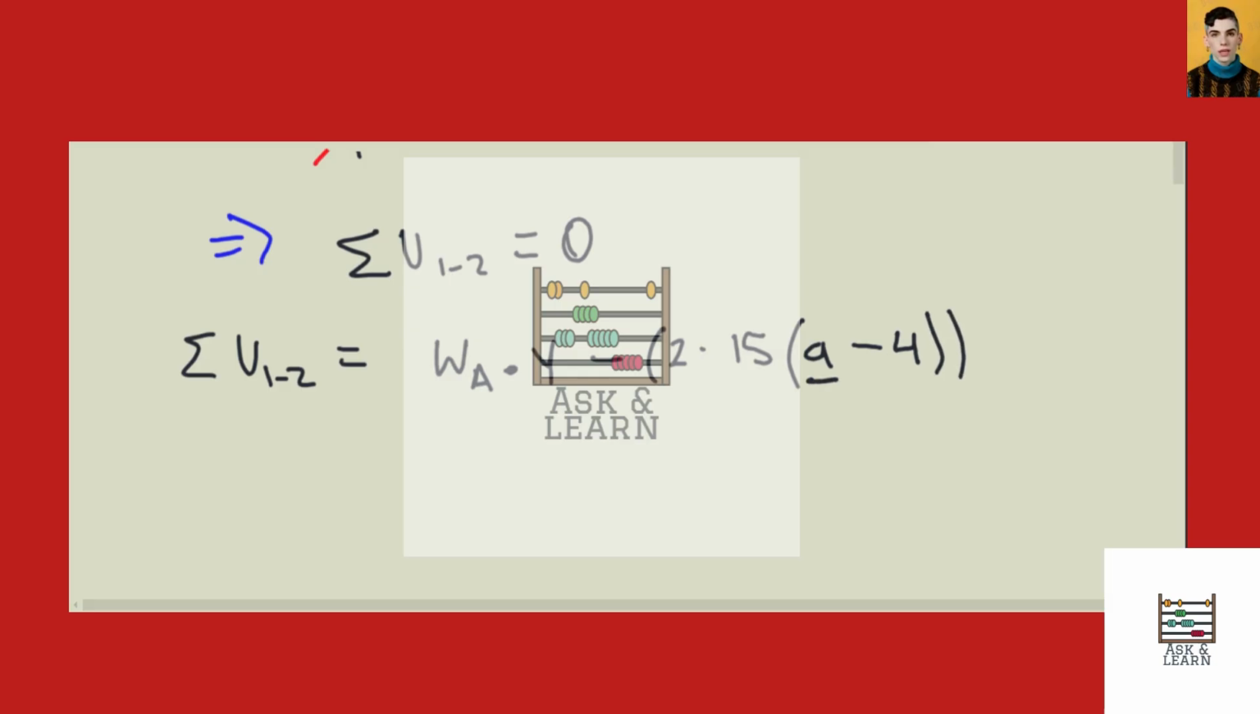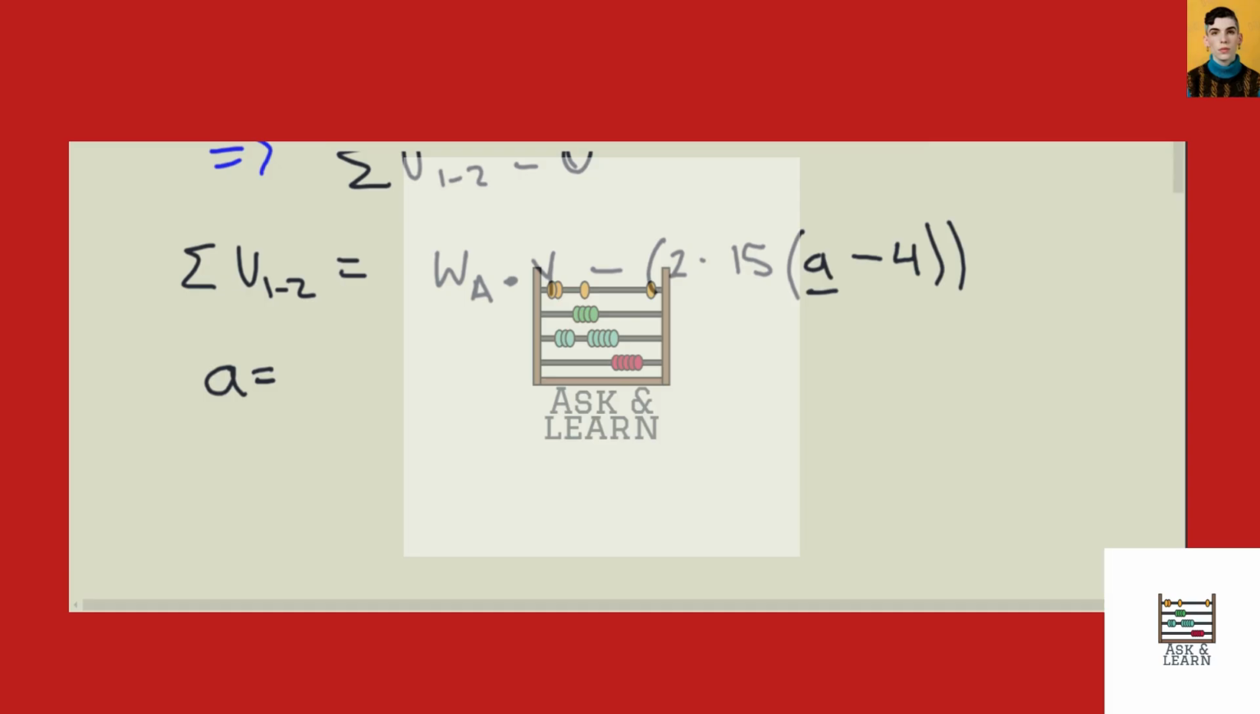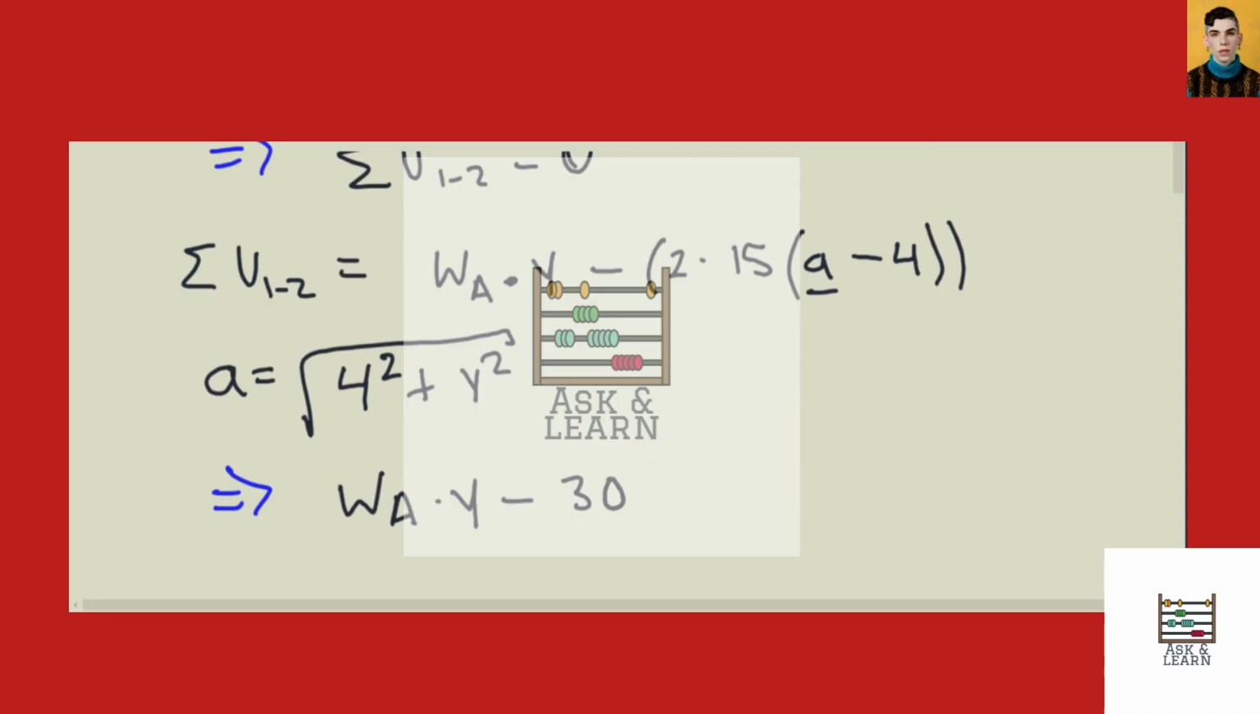So now let's look at A. Well, we can just use the distance formula, and that's just the square root of x squared plus y squared. X squared we do know as 4, so that's 4 squared, and then y squared square root. So then work now becomes WA times y minus, and then 2 times 15 is 30 times, and then plugging in A, the square root of y squared plus 4 squared, and then minus 4. And then, of course, all of this equals 0.